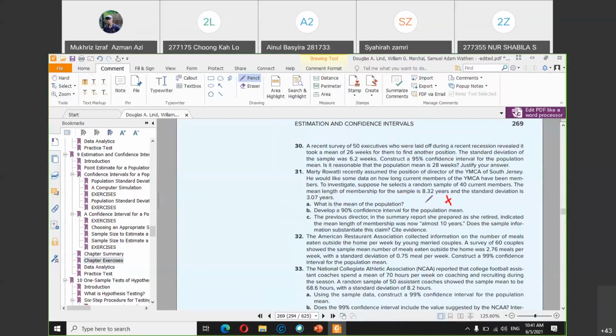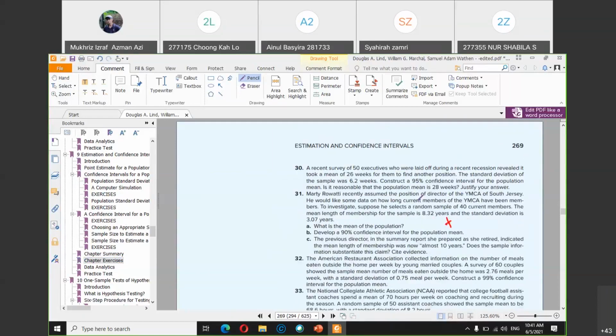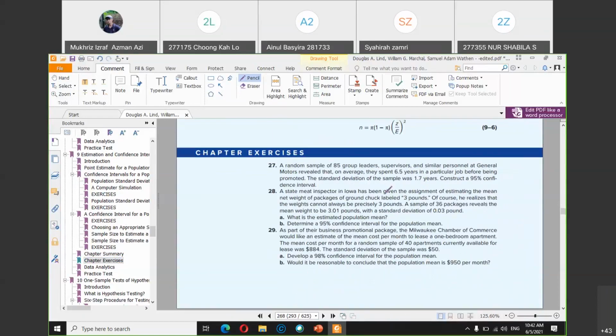In fact, most of the questions from the exercise are referring to T, because in real world examples, most people will end up using the T distribution, not the Z distribution.